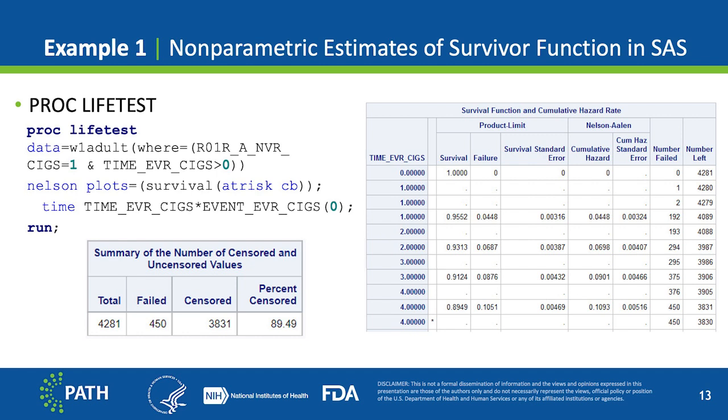In this PROC LIFETEST output, you can create this survival function and cumulative hazard rates table. In the right-hand table is the survival rate and its standard error. By taking 1 minus the survival rate, we get the failure rate. Under the Nelson-Aalen column are the cumulative hazard rate estimates and their standard errors.